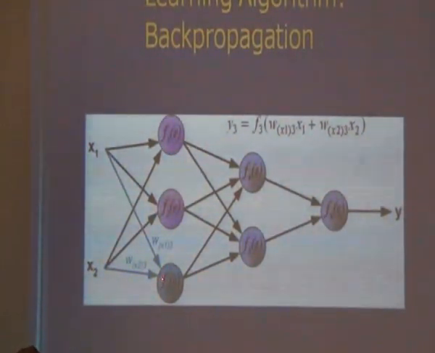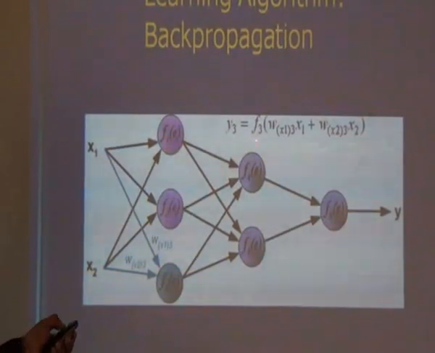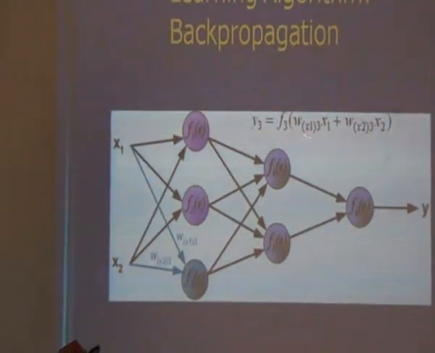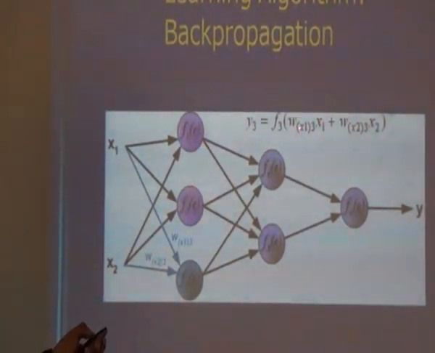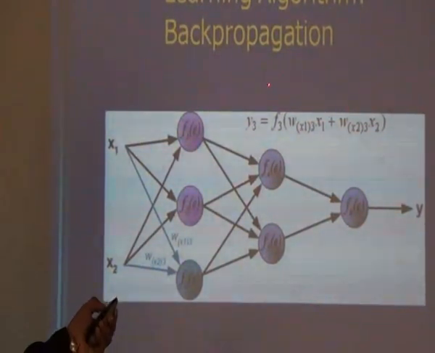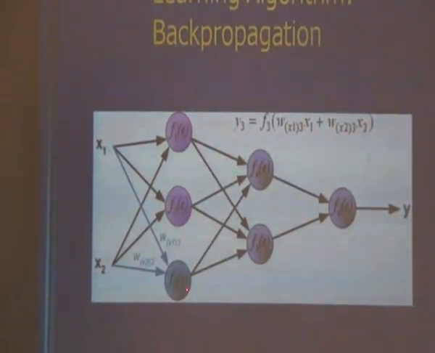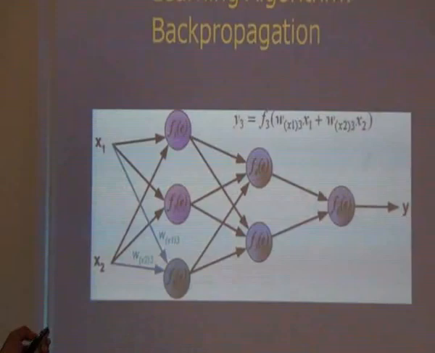The same way, the output of the third neuron is f3 of x1 into w13 plus x2 into w23. If you apply the activation function on the sum of the products of inputs and weights, you will get the actual output. So the output of f1 is y1, this is y2, this is y3. Now you have the output of the input layer. Then all these outputs will be given as input to the next layer.